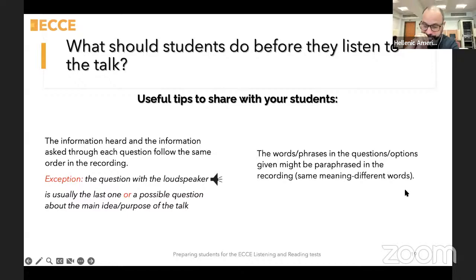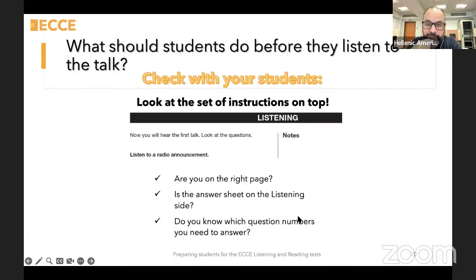The words and phrases in the questions and options provided might be paraphrased in the recording. And this is usually what happens, actually, even with reading exercises. So students at this level, at the B2 level, they need to be able to understand how a particular bit of information is paraphrased, to be able to understand and find synonyms in the questions, and of course, in the recording as well, in the script.